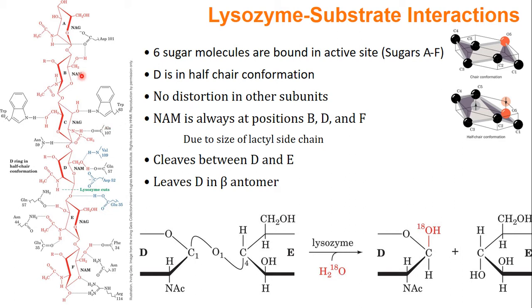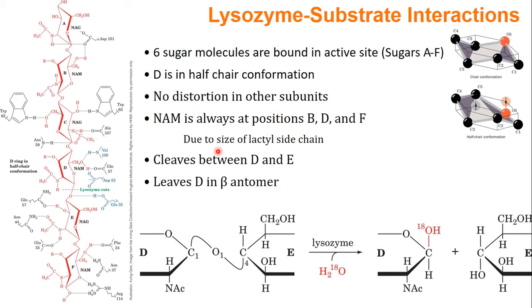For lysozyme, B, D, and F are always going to be NAM, because you don't have this lactyl side chain otherwise. If you look especially at the D and F positions, you have a lot of amino acids that are interacting with the sugar, and if you had NAG there, it wouldn't be able to interact as nicely, wouldn't be able to fit. So that's why we always have B, D, and F being NAM.